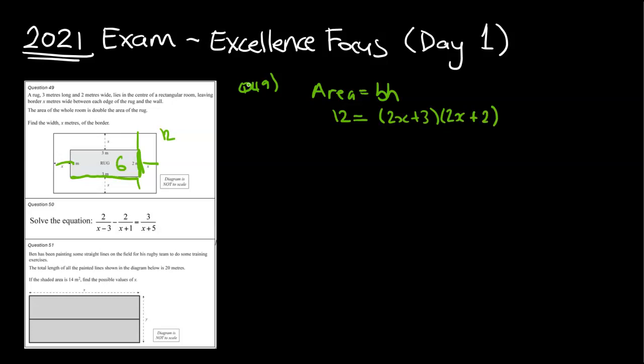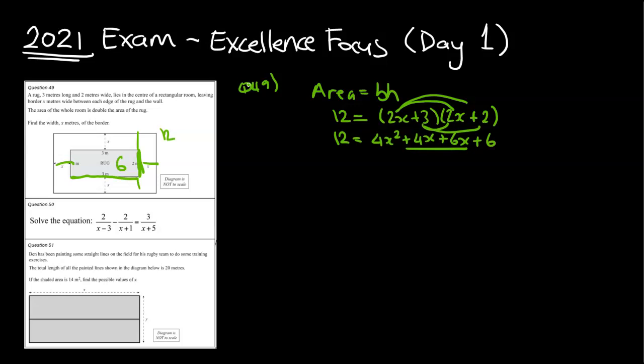So yet again, notice there's a common theme with the excellence questions. We've got another quadratic, and it looks like it's going to be the grouping method as well. So let's get in, let's expand this to start off with. So we're going to go this times this is 4x squared, this times this is 4x. And then along the bottom, we've got 6x over there, and then we've got plus 6.